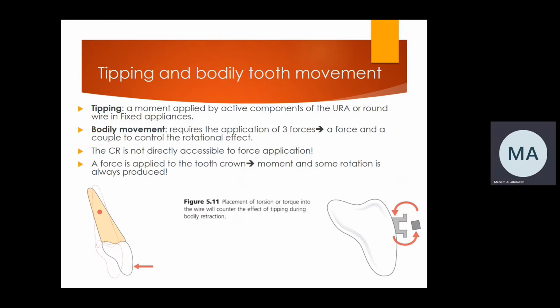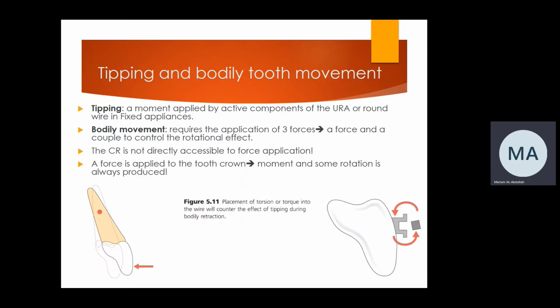Tipping. Tipping is a moment applied by active components of removable appliances or round wire with fixed appliances. So if I want to produce a tipping movement, then I need a single point of force being applied to the tooth. This is possible by using removable appliances. And as you remember, removable appliances have different active components. And here we're talking about springs, for example, Z-spring, the little finger spring, etc. So we have a single force application using removable appliance, or we can use fixed appliance, but here we're talking about round wire. These 2 scenarios can cause tipping of the tooth.